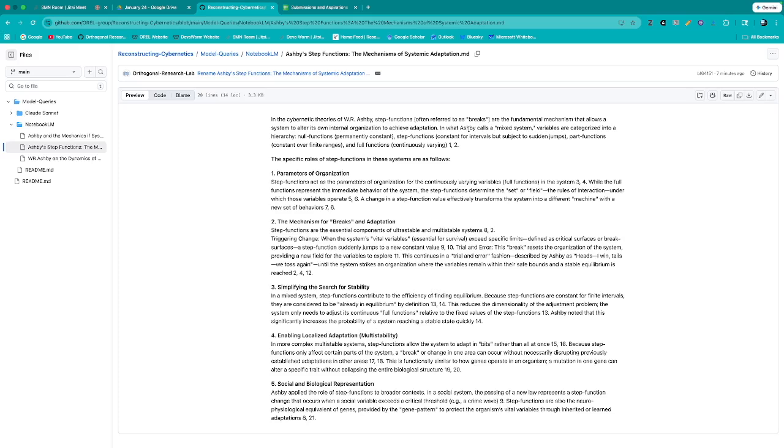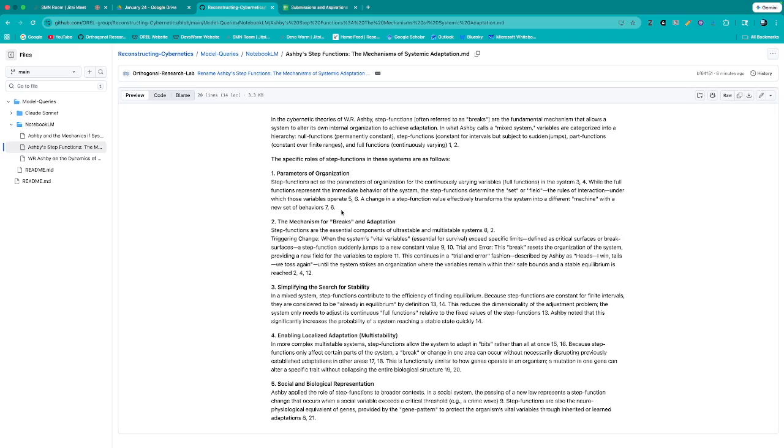So the first is parameters of organization. Step functions act as the parameters of organization for the continuously varying variables, or full functions, of the system. While the full functions represent the immediate behavior of the system, the step functions determine the set or field, the rules of interaction, in other words, under which these variables operate. A change in step function value effectively transforms the system into a different machine with a new set of behaviors.